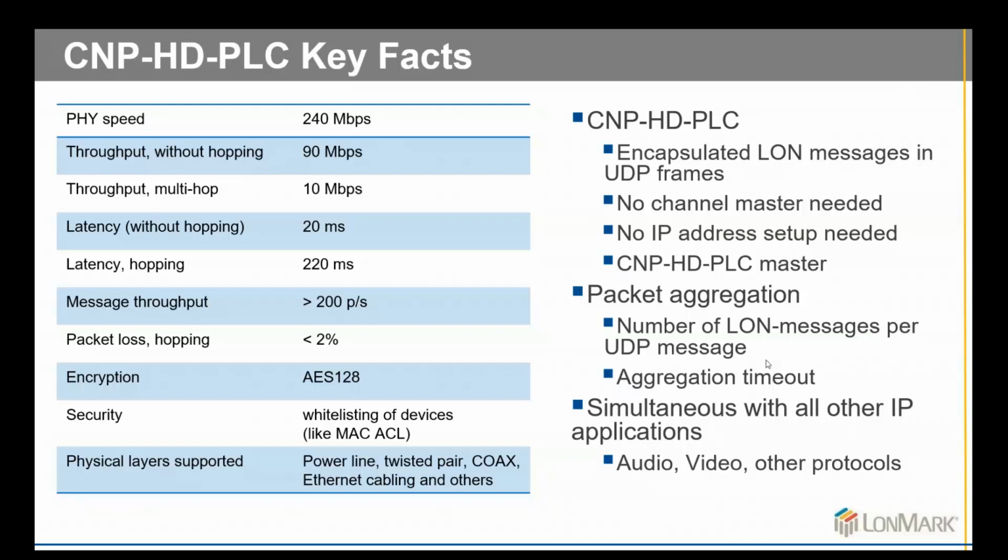We are working with packet aggregation and different timeouts. And please keep in mind that all of that LON is simultaneously running with all other IP applications at the same time. So like audio, video, other automation protocols, everything is running in parallel at the same time. And my benchmark here in the company is normally using full HD video camera running on HD-PLC, or using other protocols, making high bandwidth with high path.